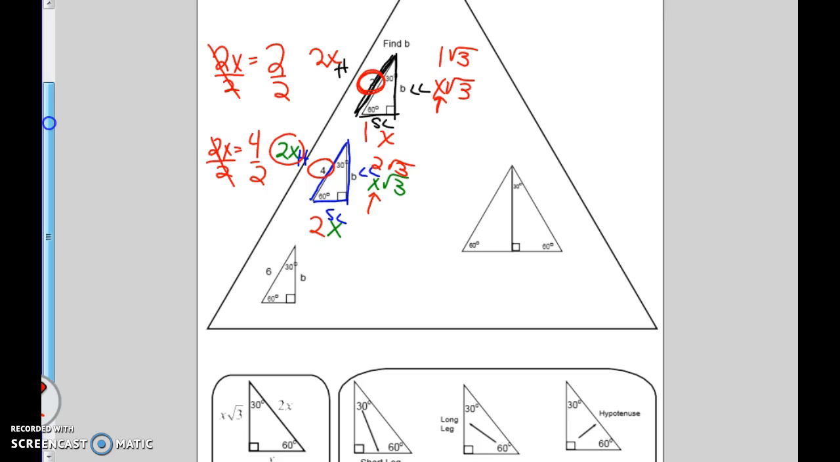Try the next one right there. See if you can come up with the answer. What did you label this side? 2x. What did you label this side? X. And what did you label this side? X square root of 3. So if 2x is 6, how big is 1x? 3. And how big is my long leg?